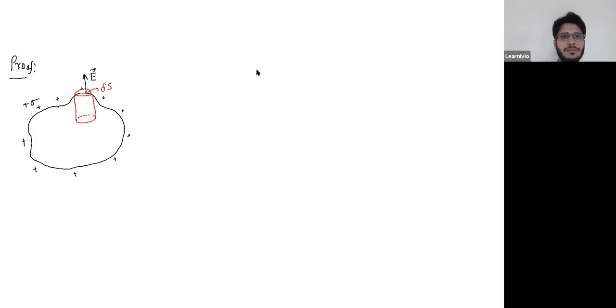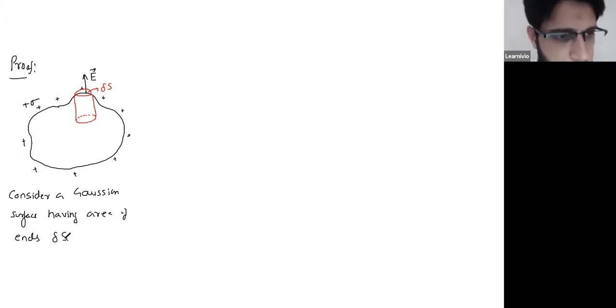So let's consider a Gaussian surface having area of ends delta S. The area of the ends is delta S. First of all, let's calculate flux through the top surface.